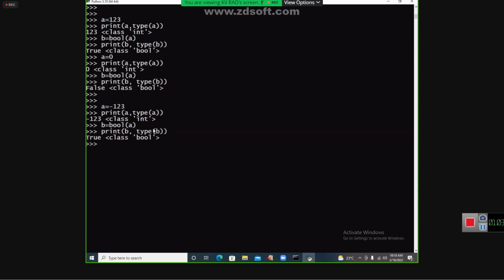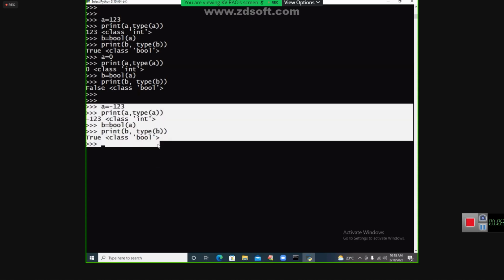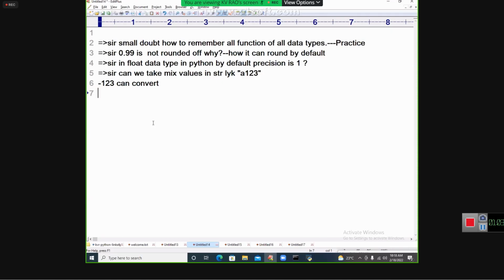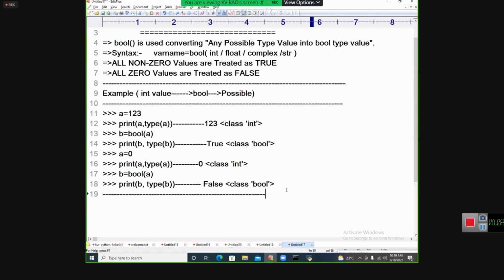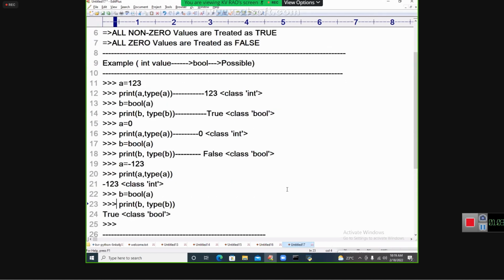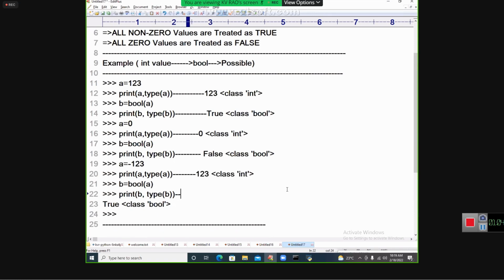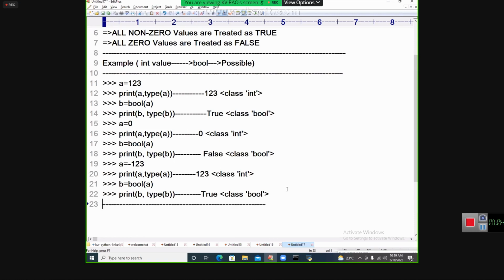True. That's it. As you want, you can take this. Okay. Now I'm taking it like this. Fine. So the A value and B value are like this. Understood? Understood, my dear students?